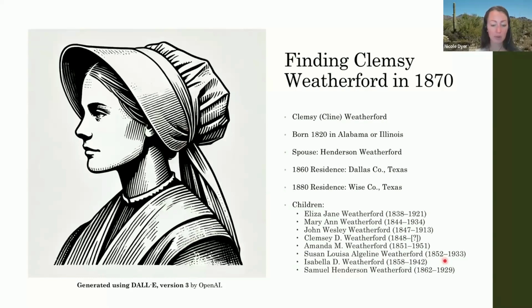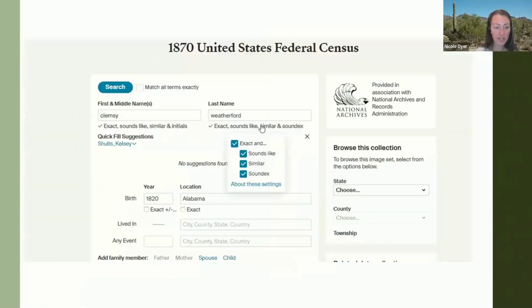She would be 18. Maybe she would be married. Amanda M. Weatherford would be 19. So some of these older children could be out of the house already. So we're looking for her with these younger children and with her husband, Henderson. So going to the 1870 federal census, I typed in Clemsy and clicked exact, sounds like, similar, and initials. Then I typed in Weatherford and clicked everything.